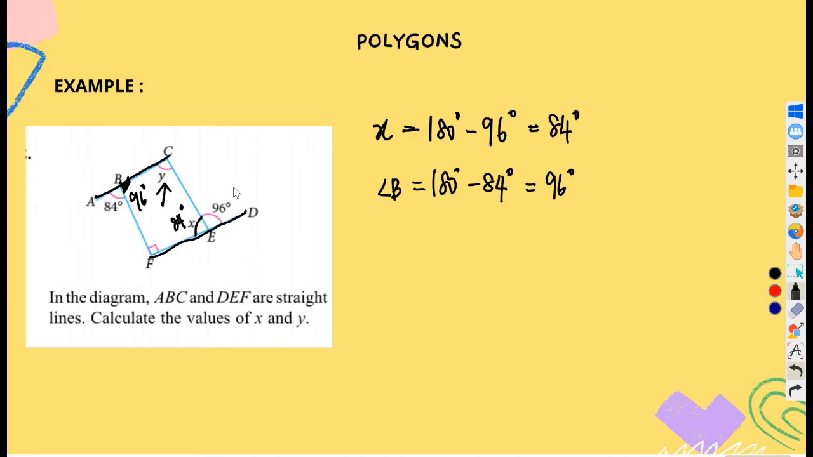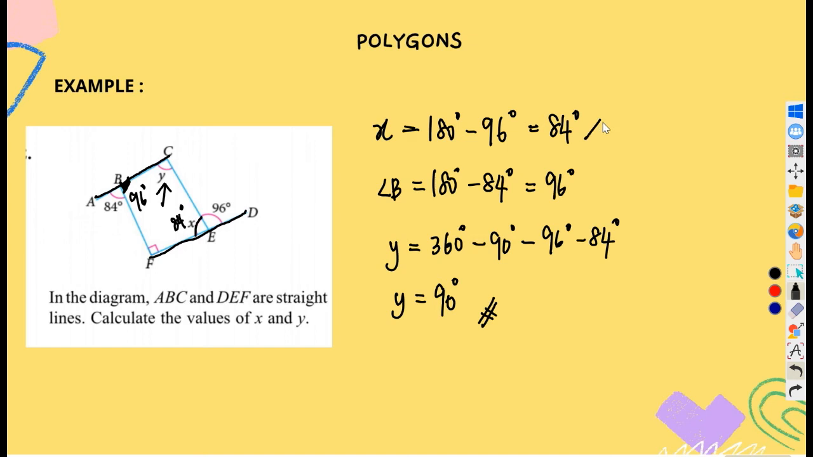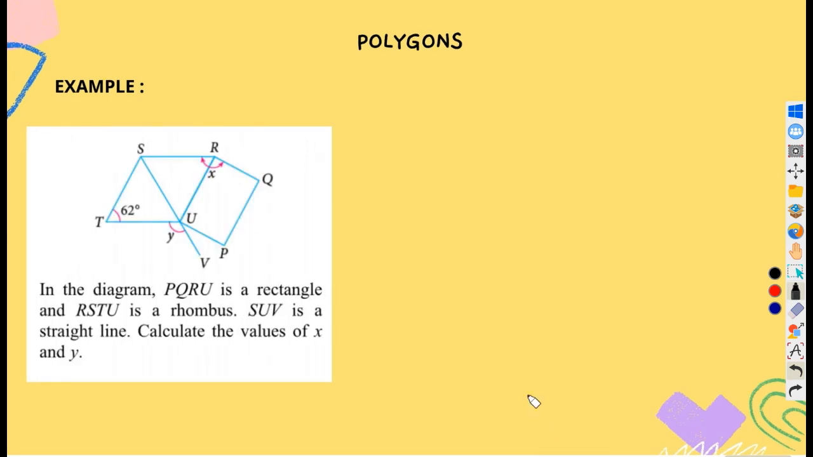So now you need to find Y. Y is equals to 360 degrees minus 90, minus 96, minus 84. Y is equals to 90. Okay, so you already get the answers for X and Y. And the last example here.